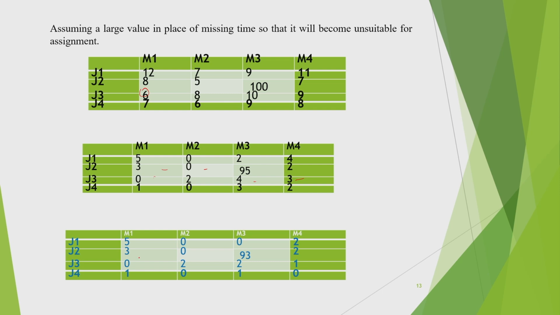And then you do the same thing column-wise. In column M1 there is already a 0, so no change will be there. In column M2 a 0 is already there, so no change. In column M3 the lowest value is 2, so 2 is subtracted from everything. So this becomes 0, this becomes 93, and so on. And in column M4 the lowest value is 2, so again 2 is subtracted from everything, so it becomes 2, 2, and this becomes 0, and this becomes 0.